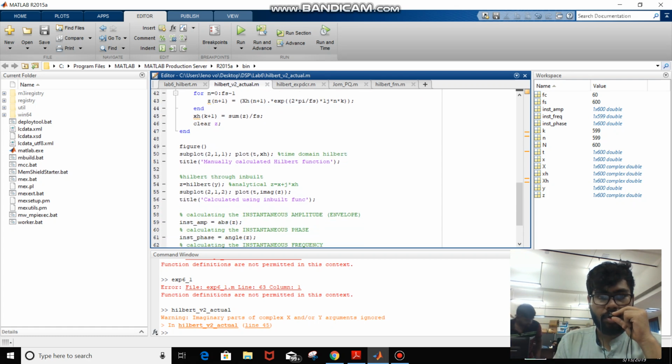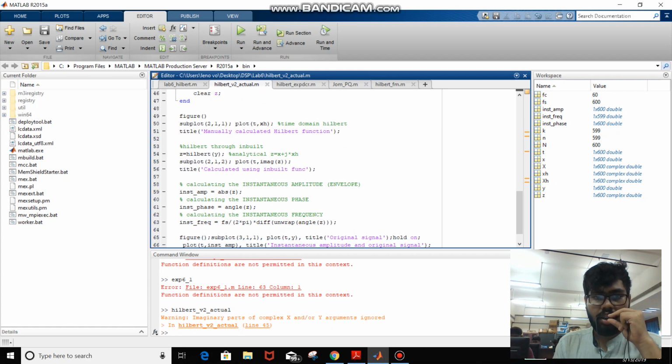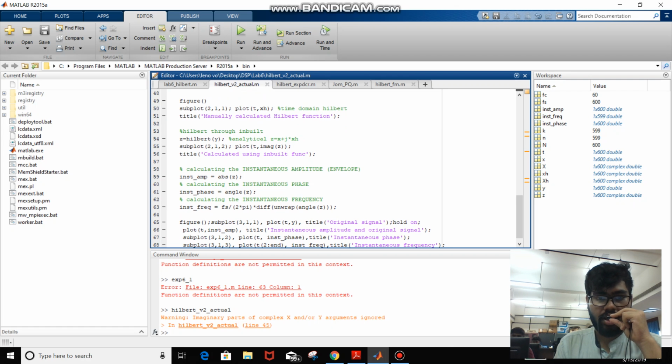We can plot both the functions from the manual computation as well as the MATLAB function, which is called Hilbert, which gives us the analytical signal. Comparing the imaginary part of the analytical signal, we can verify that the waveforms received from both the mechanisms are accurate.